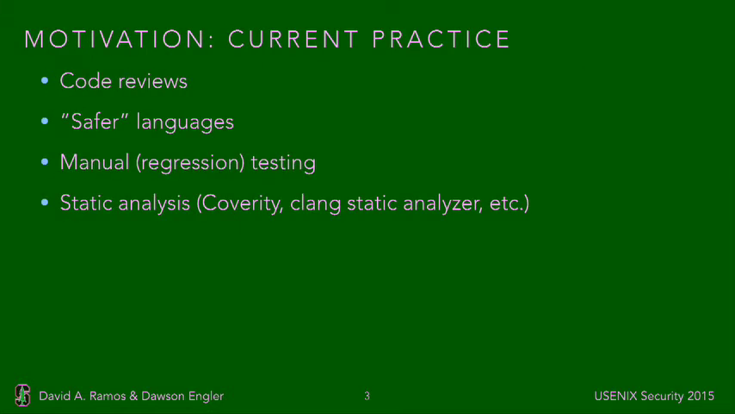So current practice for preventing bugs from reaching end users falls roughly into 4 categories. We have code reviews, we have safer languages such as Java that try to avoid some of the more error-prone language constructs such as pointers. There's traditional manual regression testing, and then there are a variety of static analysis tools such as Coverity and the Clang Static Analyzer. However, despite all of these techniques, bugs are still everywhere.